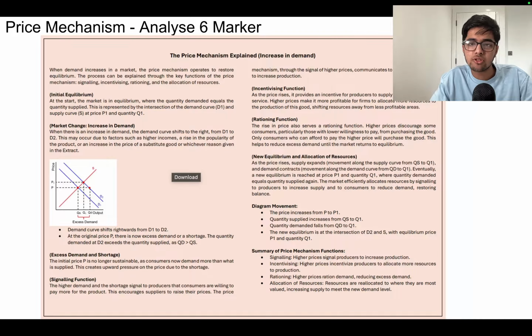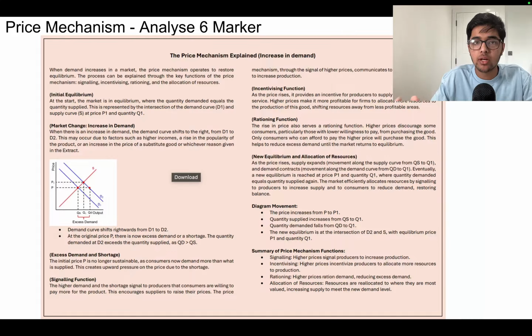The rise in price also serves as a rationing function, which we mentioned earlier. As the price rises, supply expands, seen on the diagram. There's a movement along the supply curve from QS to Q1. Below you can see the summary of the diagram movements and the summary of the price mechanism functions.